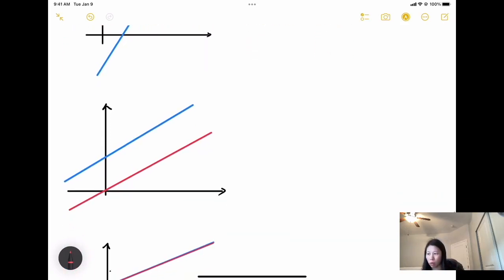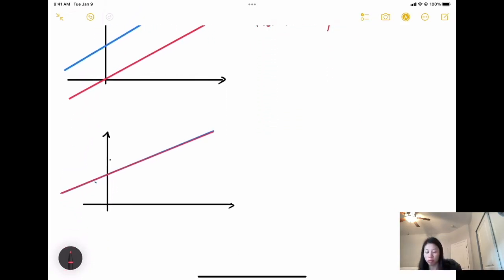So the second one is called an inconsistent system. Inconsistent system means it has no solution. Because notice that two lines are parallel, that means they will never overlap, or they will never intersect. If there's no intersection, that means there's no solution.